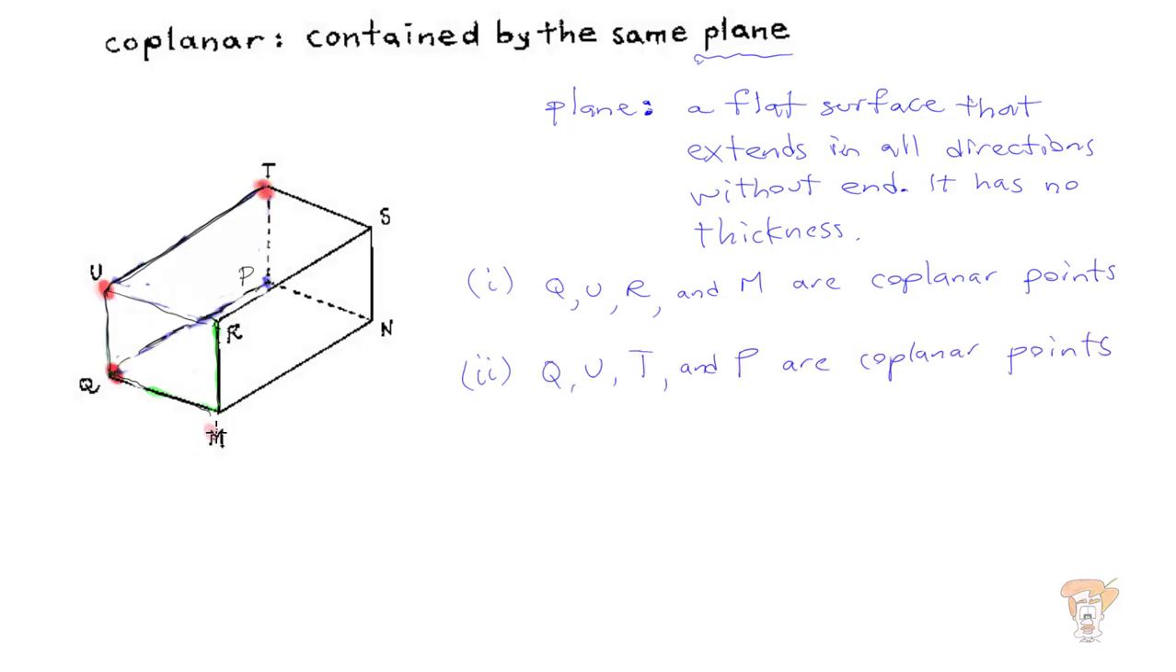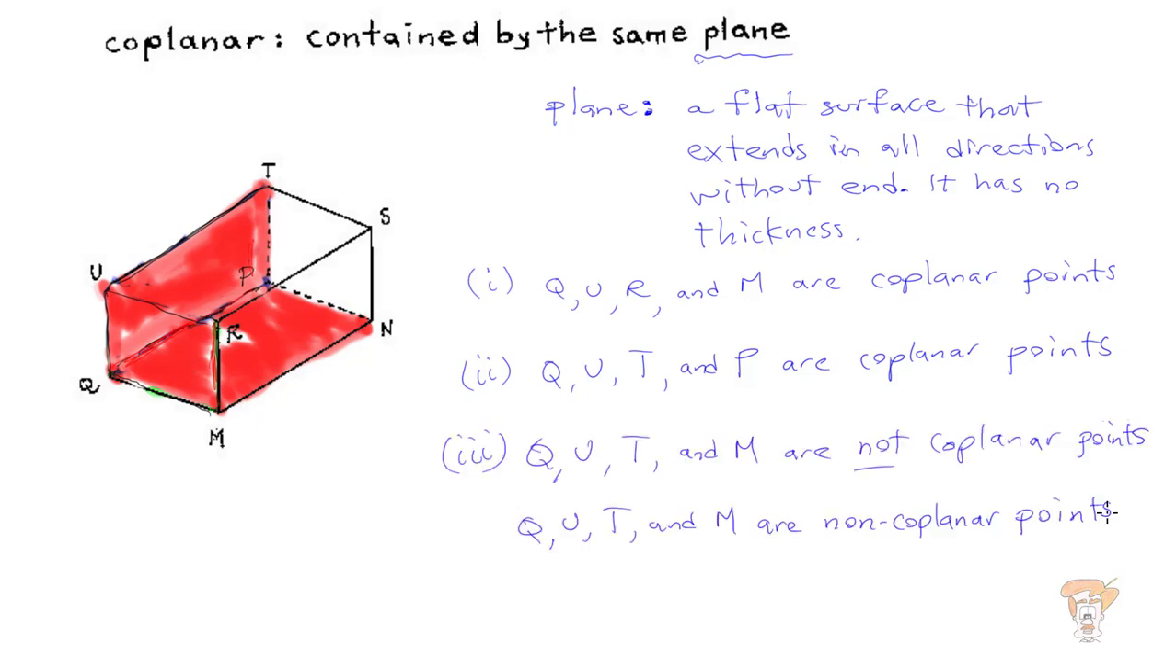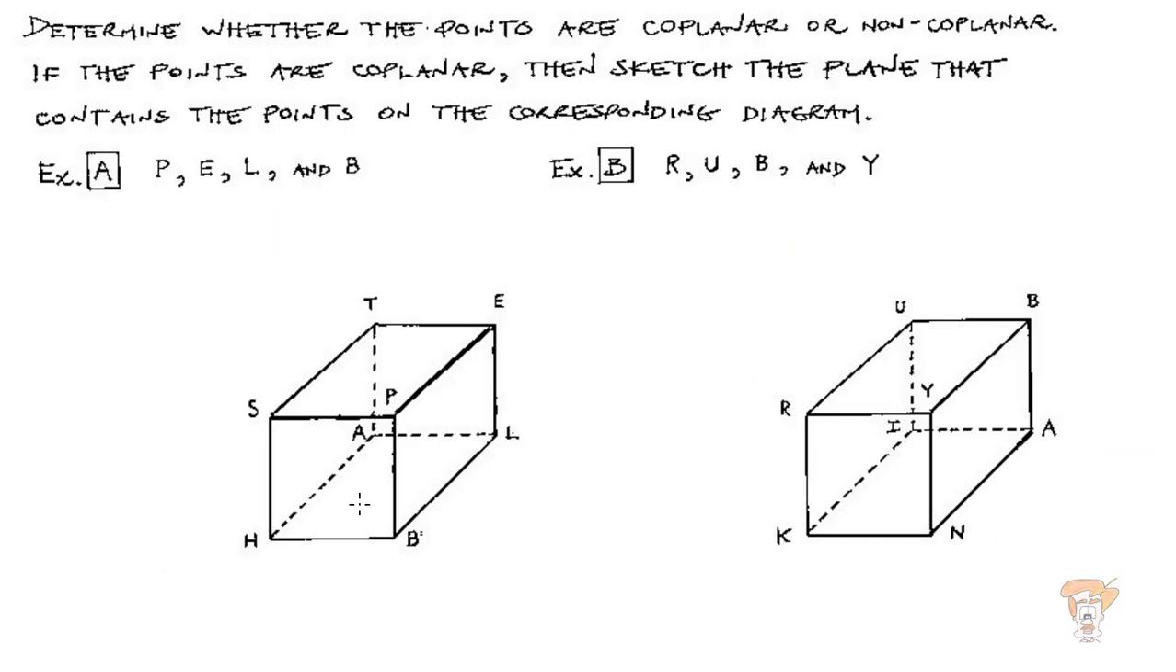Q, U, T, and M cannot be contained by a flat surface. Instead, the surface would have to bend so that it could contain M. Therefore, Q, U, T, and M are not coplanar points. Q, U, T, and M are non-coplanar points. Here are two examples. The directions state determine whether the points are coplanar or non-coplanar. If the points are coplanar, then sketch the plane that contains the points on the corresponding diagram.